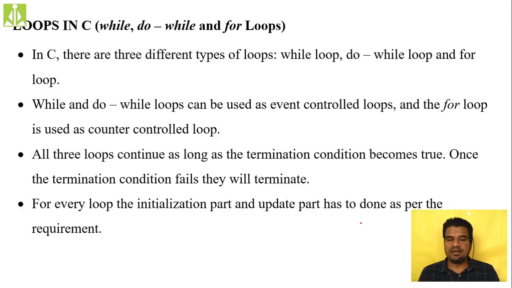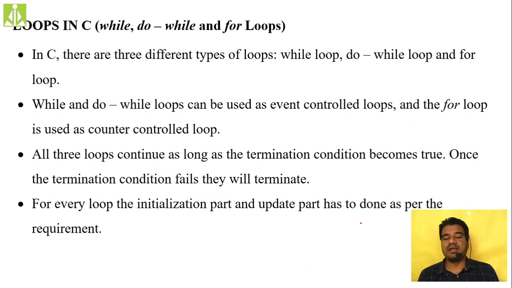And loops in C language, we have three different types of loops: while loop, do while loop, and for loop. In these three, while loop and for loop are pre-test loops, and the last one, do while loop, is a post-test loop. Okay, in C there are three types of loops.